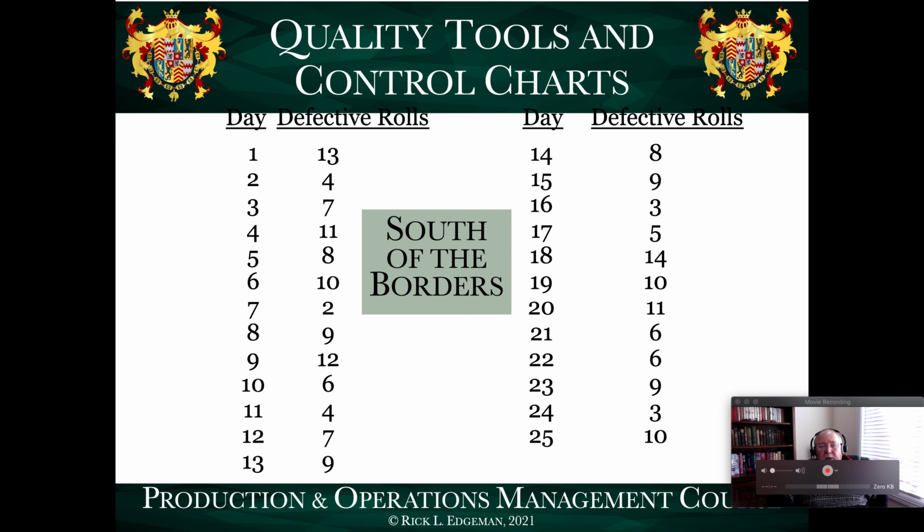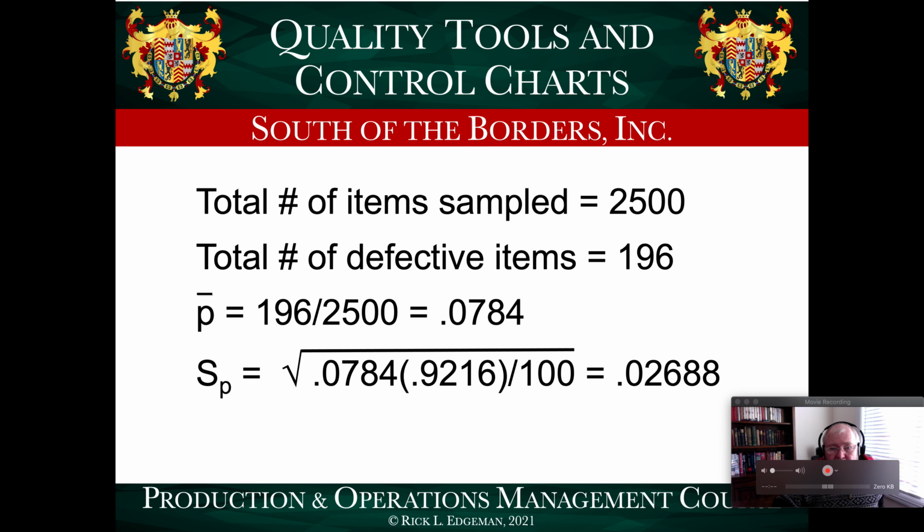And if I add those up and divide by the total number of rolls, then I'd have 13 plus 4 plus 7 plus 11 and so on and so forth, plus 3 plus 10, divided by 2,500. What is that? 2,500 rolls, 196 of which are defective. That would lead you to a p-bar of 0.0784. So there is the center line on your p-chart, p-bar.